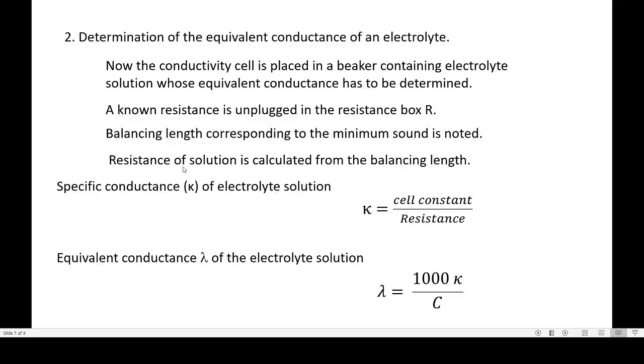So once the resistance of the solution is calculated, it is substituted in this expression. So now earlier we have determined cell constant. Now resistance of an electrolyte solution gives specific conductance K. And with the help of specific conductance, equivalent conductance of the electrolyte solution can be calculated.